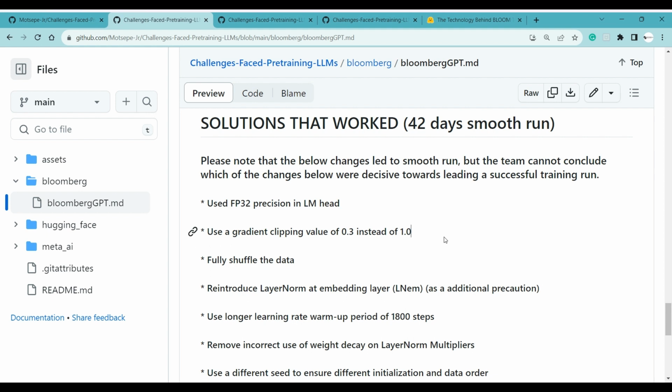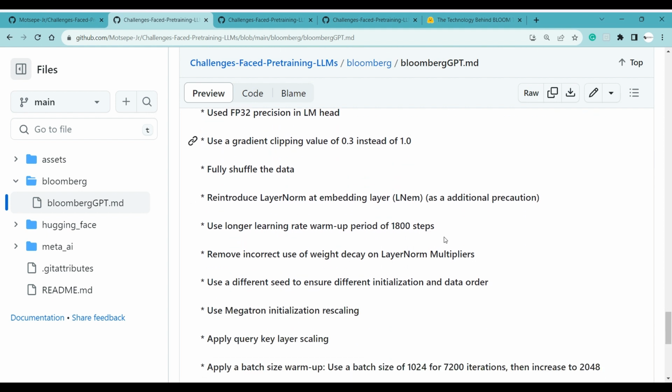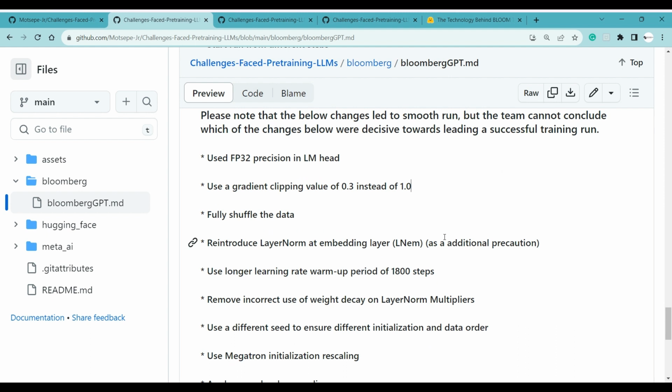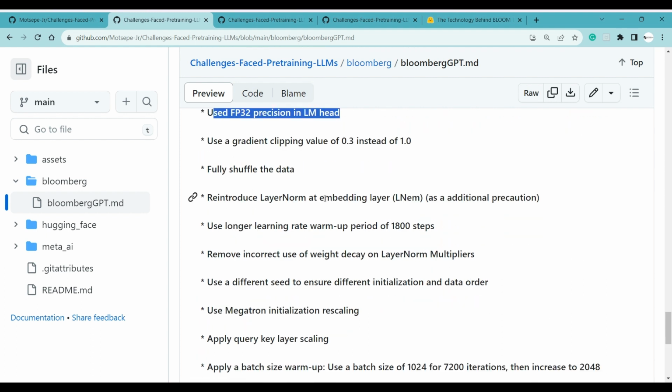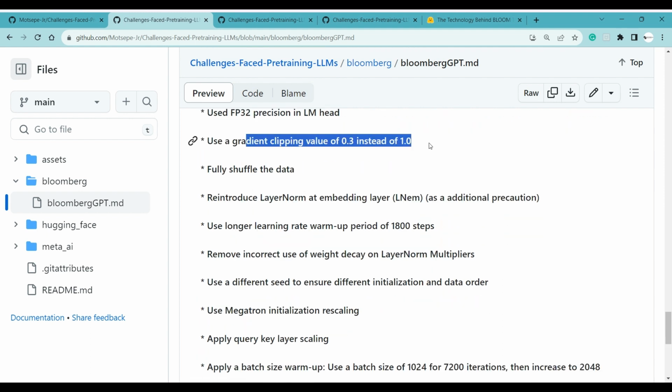So they are not sure which of these things could have worked. They used a different floating point in the LM head, so this is 32 instead of 16. They use a gradient clip value of 0.3 instead of 1.0. I think this is also what the folks at OPT did. They fully shuffle the data.